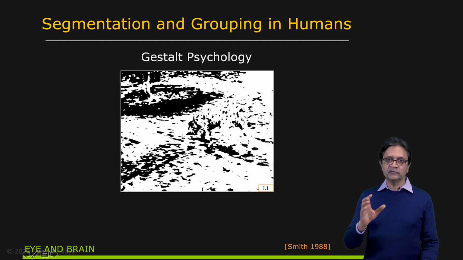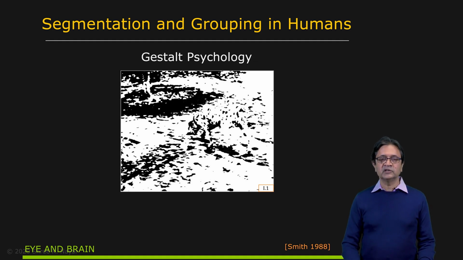And once you perceive the dog, then you're able to identify its various parts, the feet, the tail, the head, and so on. So this is what's referred to as the Gestalt theory of visual perception. It's a group of German scientists who came together and developed this theory. Gestalt, by the way, is German for form or shape.